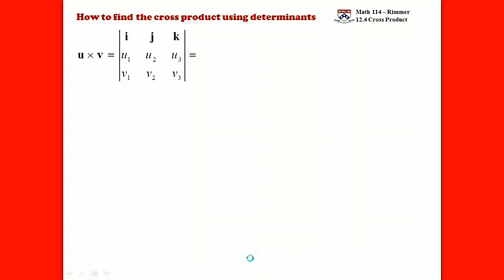So when it comes time to find a cross product, it's weird. This is very strange, this thing here. We have the first row. These guys are vectors, right? I is a vector, 1, 0, 0. J is a vector, and K is, so the first row is made up of vectors, but the second and third are the components of the vectors U and V. Weird. But it's just a tool, that's all, to help us get this vector in the end that's supposed to be orthogonal to both.